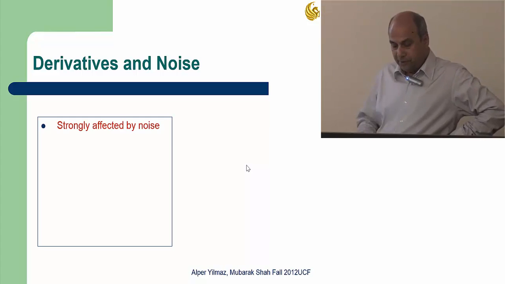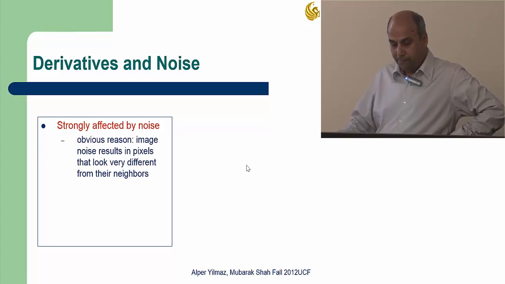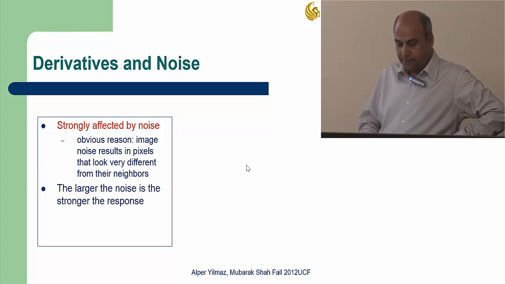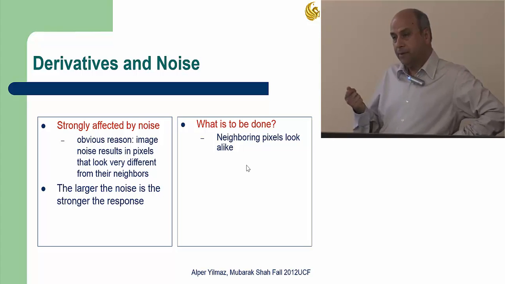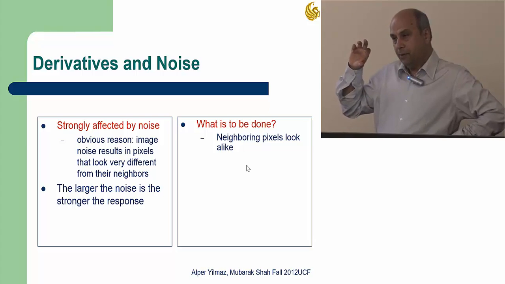So now, as we said, the edge detector is strongly affected by noise, and so the pixels that look very different from their neighbors, we want to address that. The larger the noise is, the stronger the response, and what needs to be done is that we have to rely on the information from the neighbors, so that we don't just rely on the pixel we are looking at, but we rely on the neighbors. That's why we are going to average, or we are going to do weighted average. If you do weighted average, it's like applying a Gaussian filter.